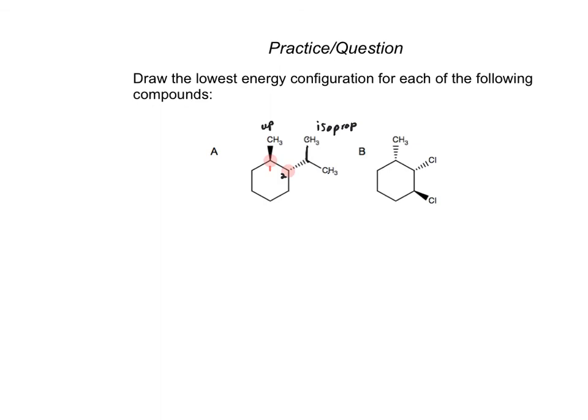So whatever axial versus equatorial, the dash is going to be in the down position of whatever carbon it's on. All right, so now we're going to look at the two different conformations to figure out which one is the lowest energy. I'm going to draw the right hand ring first.